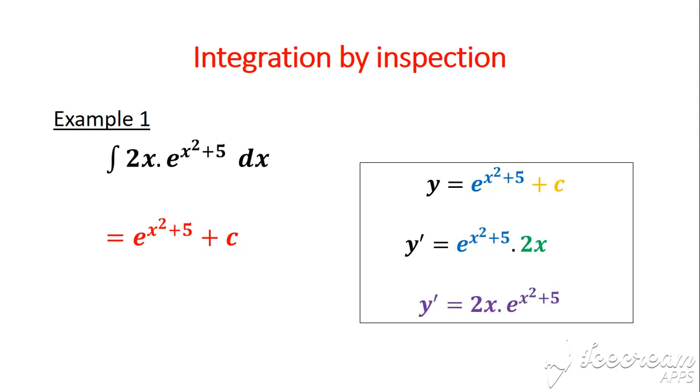We're just going to take the 2x and put it out the front and get y dash is equal to 2x times e to the power of x squared plus 5. And then you may realize that's where the 2x comes from. It's the composite function of u dash. So that's why when we integrated it, it disappeared.